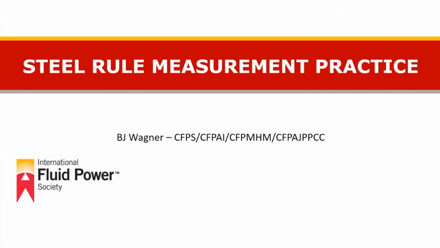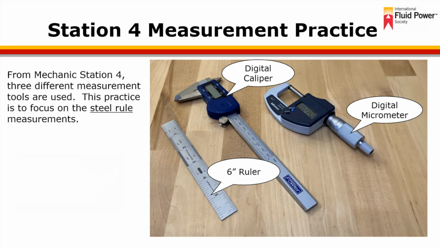In this video, we're going to explore the use of a steel rule for measurements and have some practice examples as preparation for the measurement job performance station of the mechanic certification. From Mechanic Station 4, three different measurement tools are used, including the steel rule, the digital caliper, and the digital micrometer. This practice and video is to focus on the steel rule measurements.